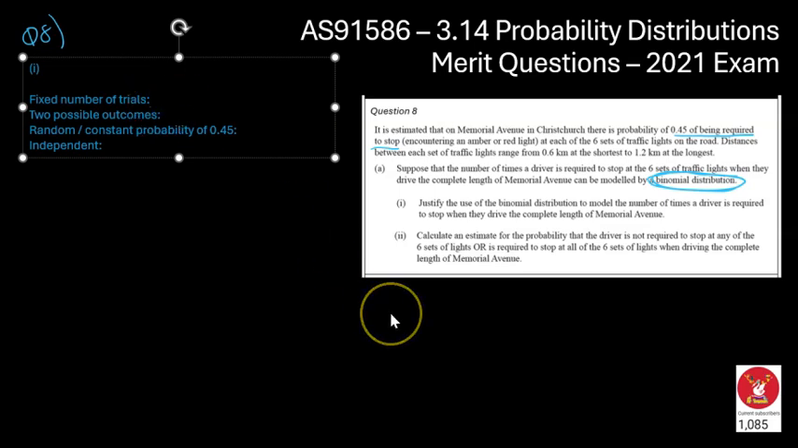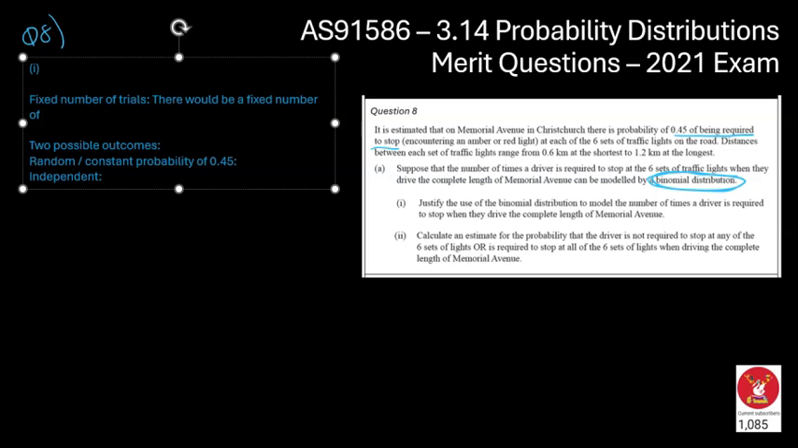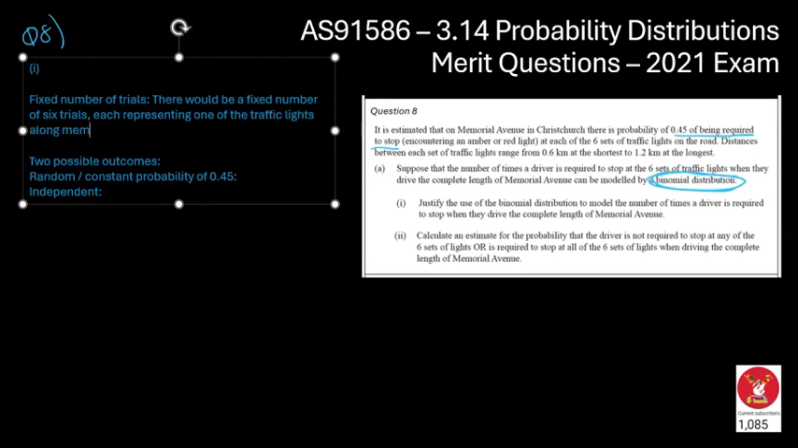So let's think about, do we think it's appropriate? Is there a fixed number of trials here is the first thing. In this case, there are 6 traffic lights. Each of the traffic lights will be one of the trials. So in this case, that one looks good. There would be a fixed number of 6 trials, each representing one of the traffic lights along Memorial Drive. So that one checks out, doesn't it?